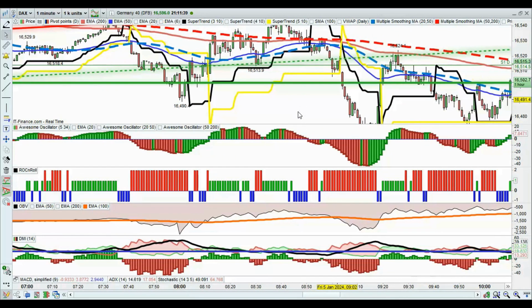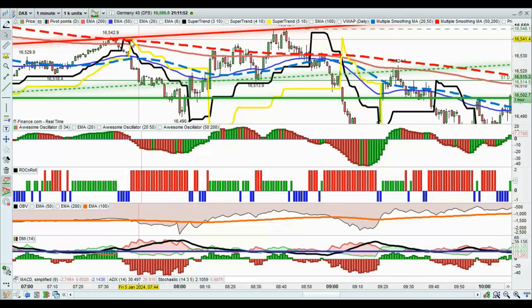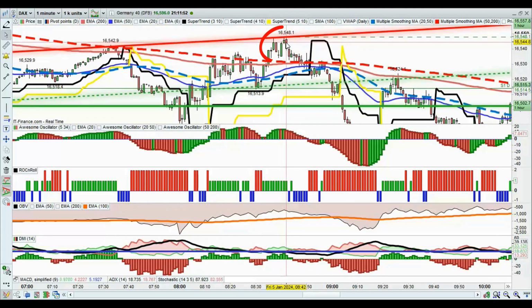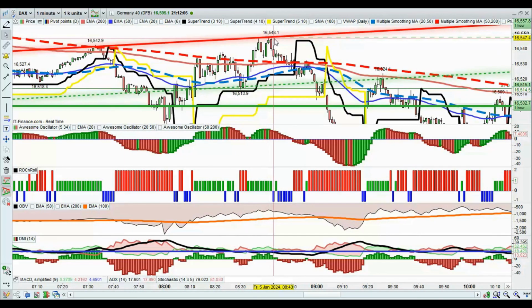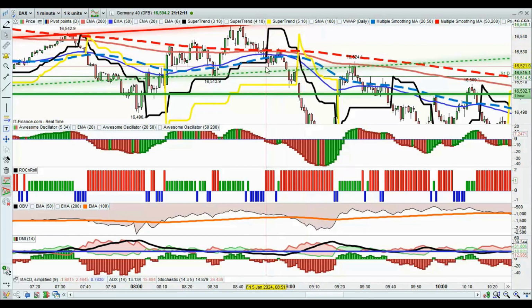So where's the next trade that we're looking at? Well, you can see that the DAX met some resistance up here at 16,548. It started to rise a little bit, broke that previous high there, 16,542. And then from this trend line, you can see it started selling off again. So the next trade was here as it crossed back down through the 50-200 smoothing average.